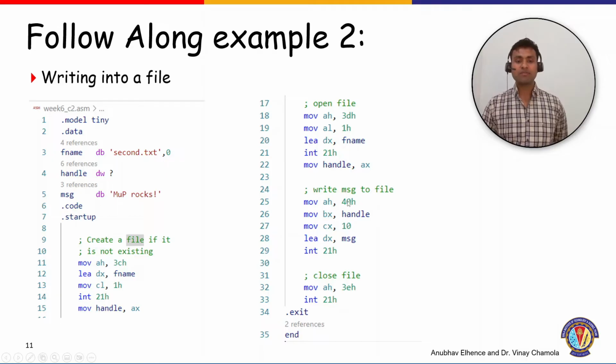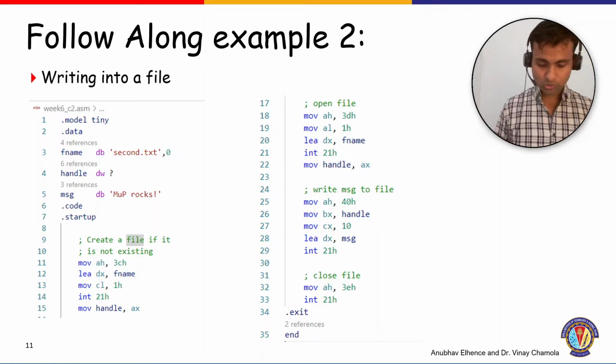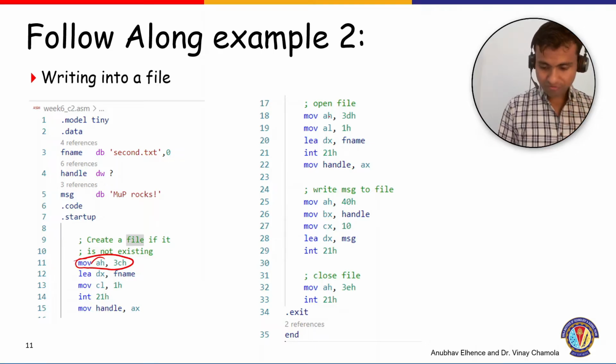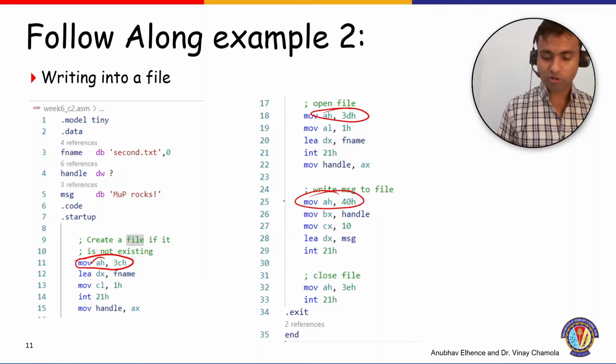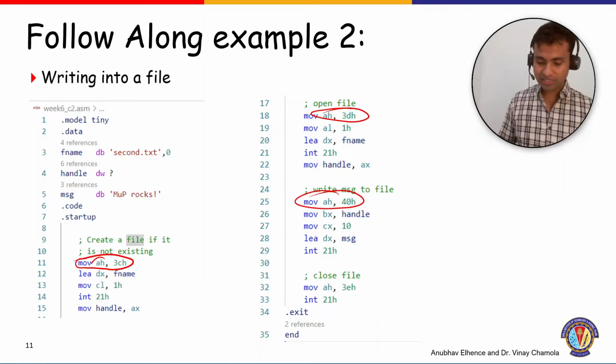And now I need to write a message. The important steps for you to figure out is what I am actually moving into the AH register. When I'm creating the file, I'm moving 3C. If I'm opening the file, I'm moving 3D. And if I'm writing a message, I'm moving 40. So based on the operation which you need to do, just segment your code into different parts, and this way you will be very relaxed.